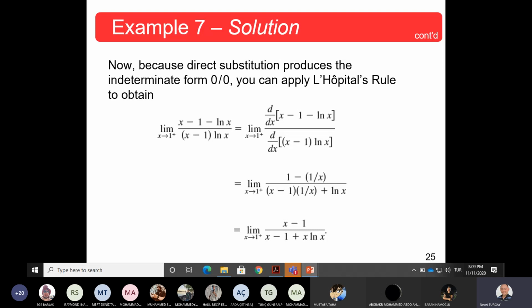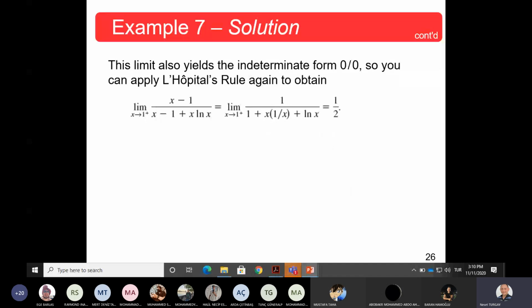And if you now do this, the book is doing more calculations here, like calculating 1 minus 1 over x, and after the calculations, you get this one, x minus 1 over x minus 1 plus x times ln x. Then you just substitute this and see that you will have 0 over 0 again.